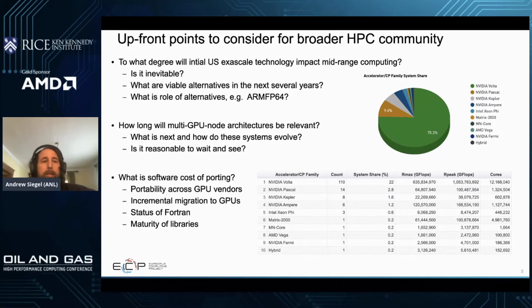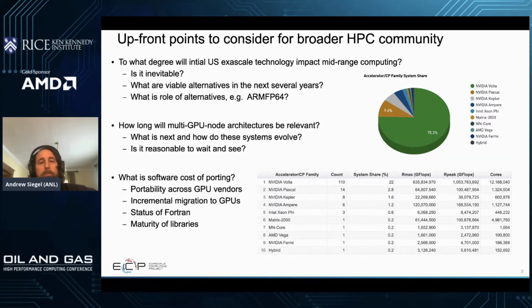So one question is, to what degree will this initial US exascale technology impact what people see at mid-range high-performance computing? And is this inevitable, or might we not see such an impact? What are viable alternatives for people making procurements in the next several years? I talk to lots of different groups who wonder, is it time to buy, for example, a GPU-based system now? Should I wait? What are the implications of waiting? And how do I make this decision?